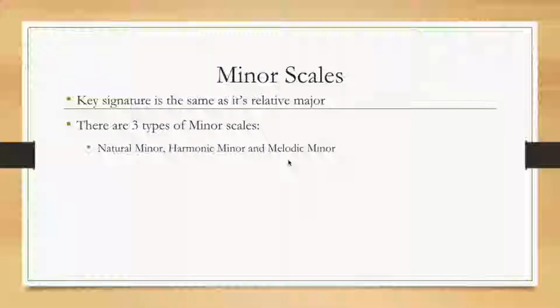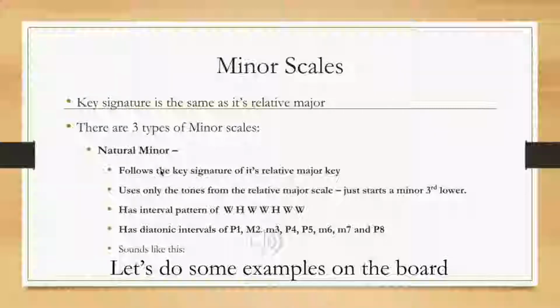Let's dig into this one just a little bit more to get a couple of its characteristics. One, it follows the key signature of its relative major key. We already explained that, so you guys already know that. Two, it uses only the tones from the relative major scale. It just starts a minor third lower. Consider the key of C major. No sharps, no flats. Picture your keyboard. If you shift the tonic down a minor third, you will start on an A, right? Just play all white keys.